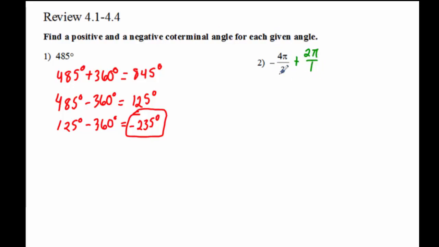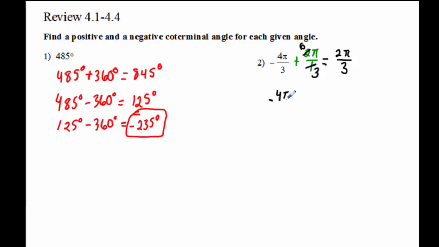So what I need to do here is get a common denominator. I need a 3 on the bottom, which means I'm going to times the top by 3 also. So that makes this 6 pi over 3. So I add negative 4 pi plus 6 pi and get 2 pi over 3. That's my positive angle. Then I'm going to do the same thing but with a minus sign in between them.